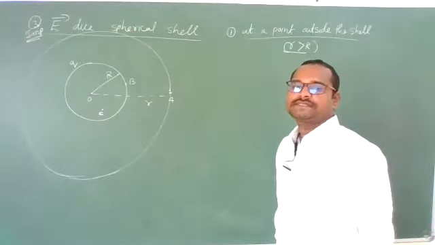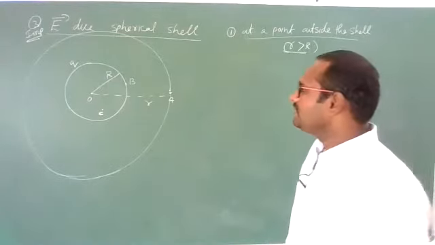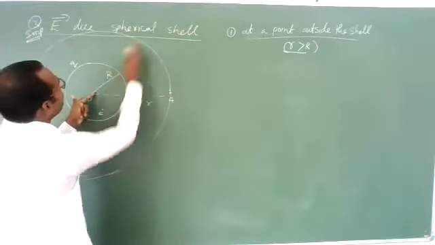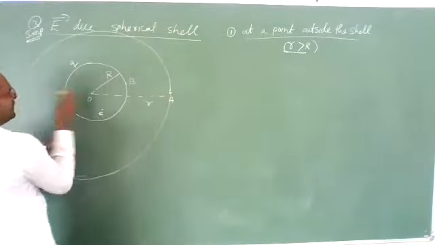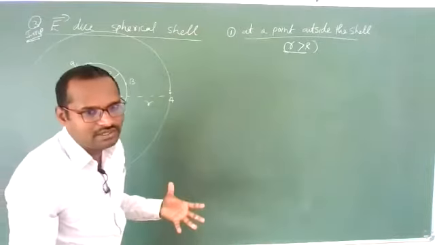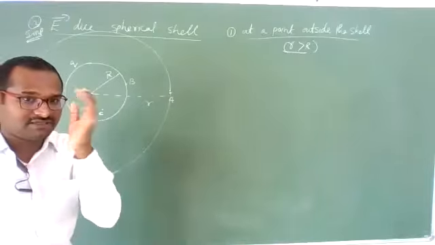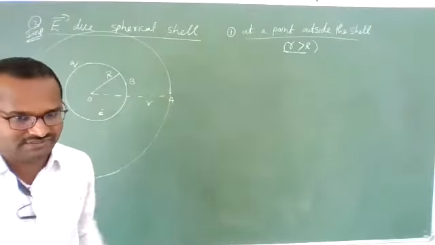Clear, students? Now imagine, this spherical Gaussian surface is at an equal distance from this center. So if distances are equal, then the electric field will be equal. So the first point is satisfied for the consideration of the Gaussian surface.